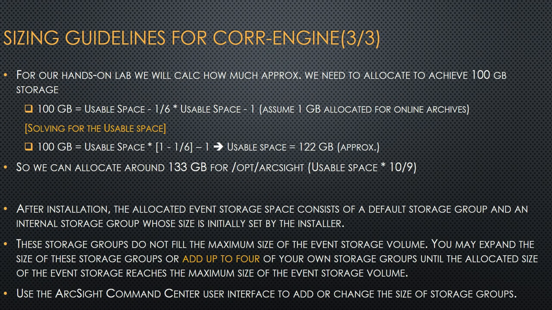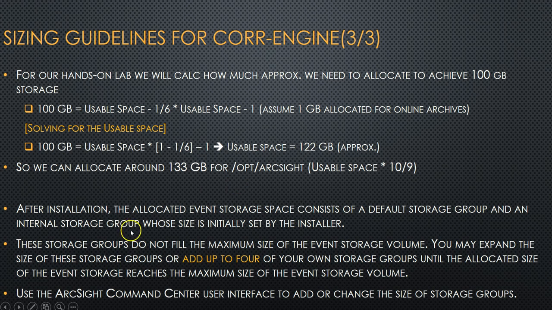Here is a small scale example. Actually, this is the example that we will use for our hands-on lab. To achieve around 100 GB of storage, we will make the same substitution here, and we'll allocate 1 GB for the archives. Solving for the usable space, it will be approximately 122 GB, and then we can allocate around 133 GB for /opt/arcsight. So we multiply this usable space by 10 over 9 again.